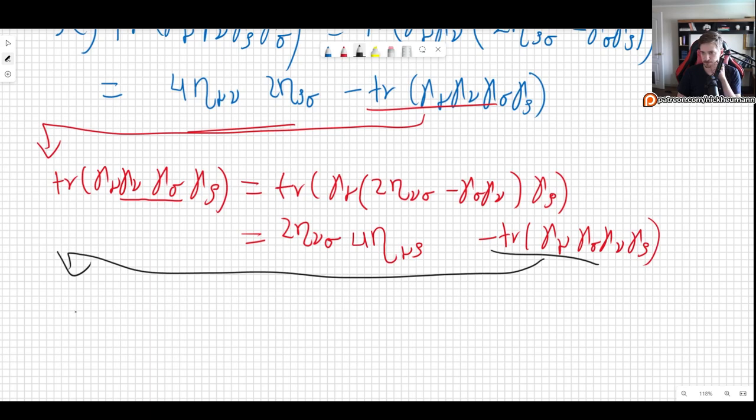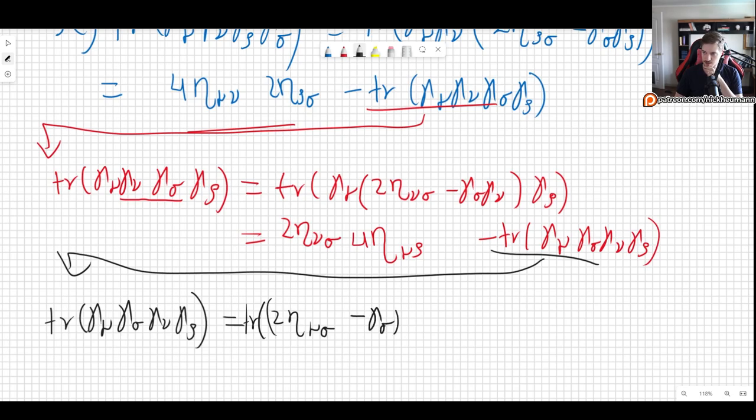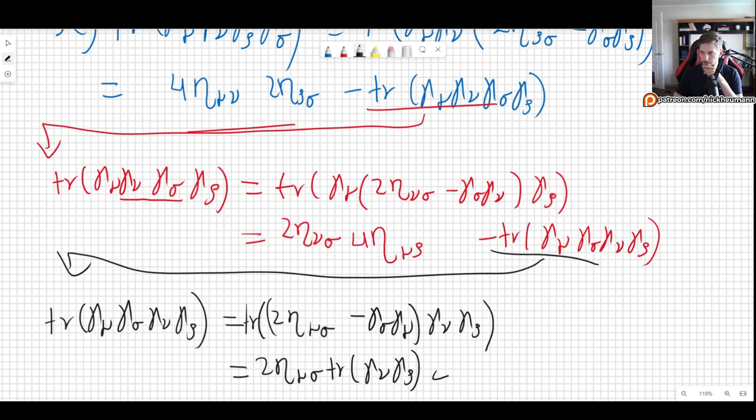So now, this trace of gamma mu, gamma sigma, gamma nu, gamma rho. I will one more time anti-commute them. So I get the trace of 2 eta mu sigma minus gamma sigma gamma mu, and then we have gamma nu gamma rho still multiplying. So now we just multiply through again as before. So 2 eta mu sigma trace of gamma nu gamma rho, minus the trace of gamma sigma gamma mu gamma nu gamma rho.